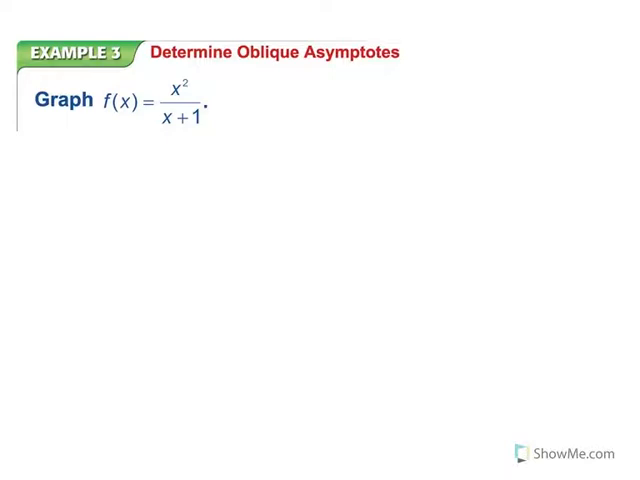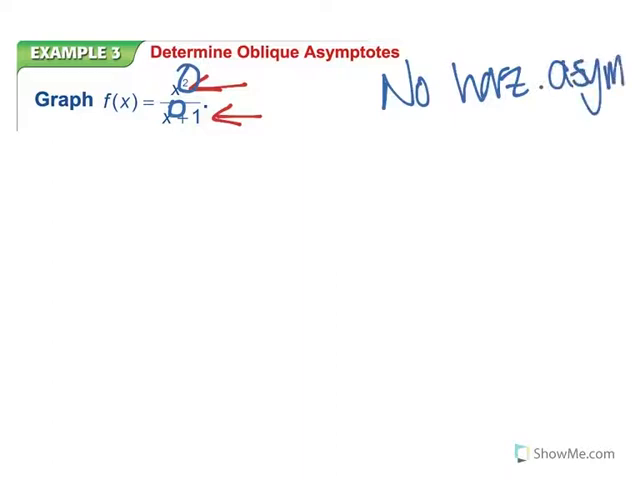If you have a case where your numerator is bigger than your denominator, meaning the leading degree, so we have a leading degree of 2 and 1, that means the numerator is bigger, you're not going to have a horizontal asymptote, but you're going to have an oblique asymptote. To find that oblique asymptote, you're going to have to take the numerator and divide it by the denominator. Now, this goes back to a previous section, but we've done this before.